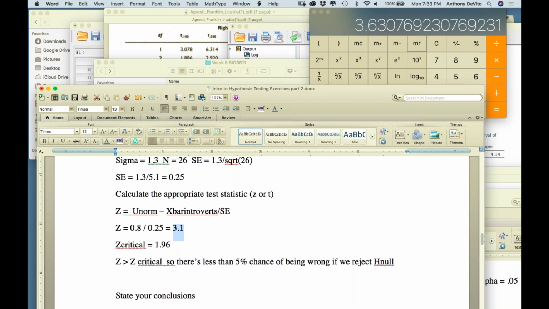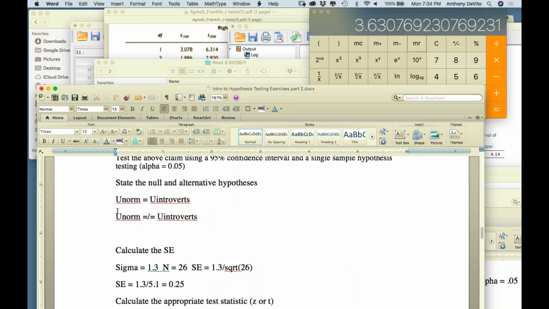How far apart do they have to be for us to be 95% sure that we would get that big a difference? It has to be 1.96, because it's either a big sample or we know what sigma is. We know what the population standard deviation is. So since the Z value that we calculated is bigger than Z critical, there's less than 5% chance of being wrong if we reject the null hypothesis. Can we reject the null hypothesis? Yeah, we reject the null hypothesis and we accept the alternative hypothesis that these two means are different from one another.